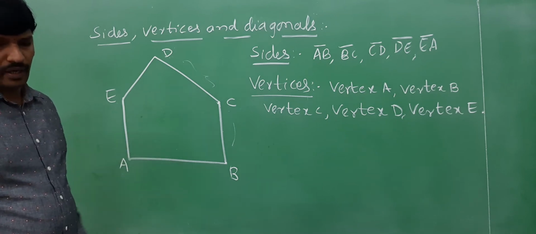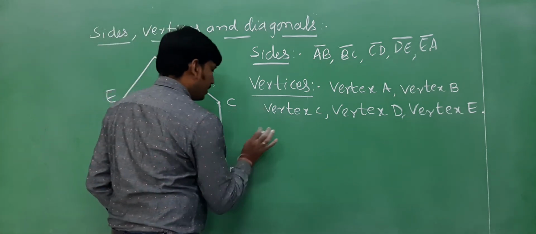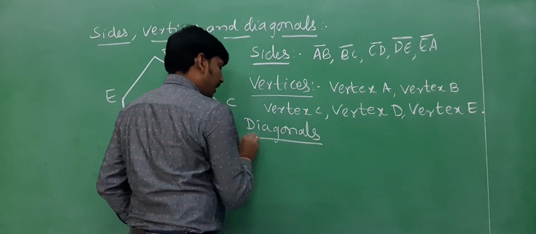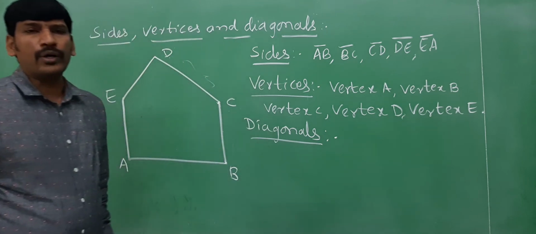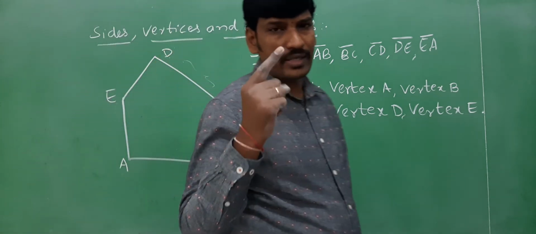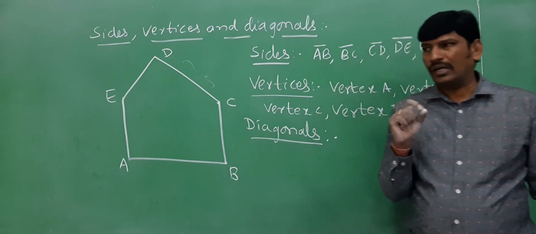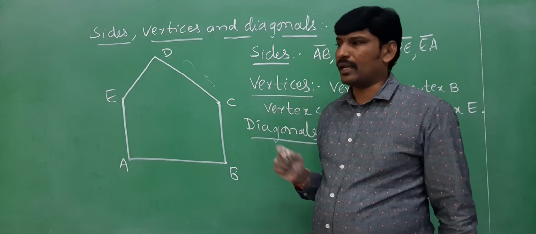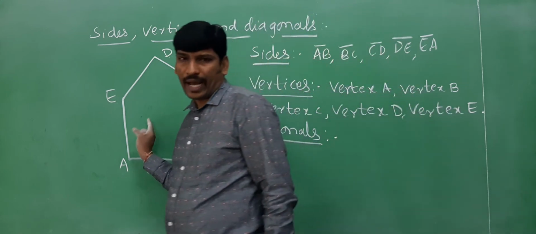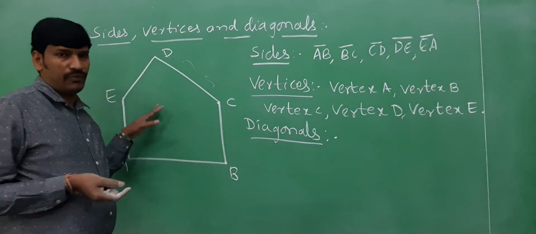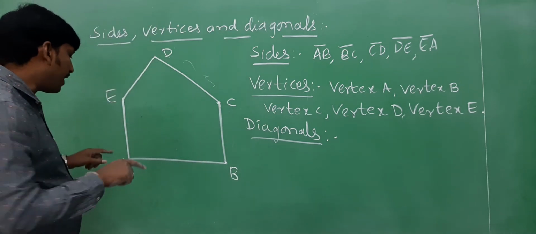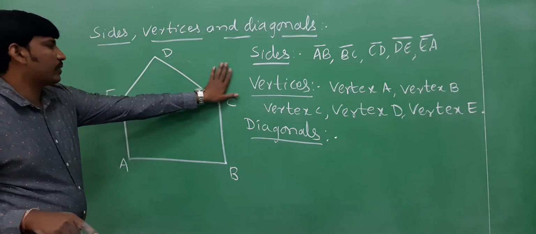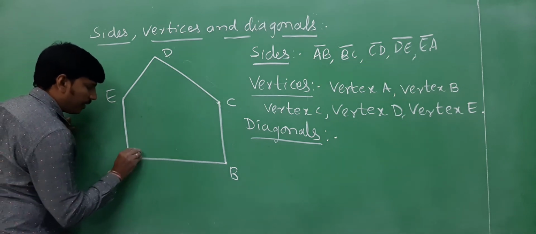A simple closed figure. Now coming to the diagonal. This is very important. What are diagonals? Diagonals are nothing but the line segments joining any two opposite vertices. Now, how am I going to draw the diagonals of this figure? You have to observe. Start from A. For A, there are two vertices opposite. So I am joining AC.